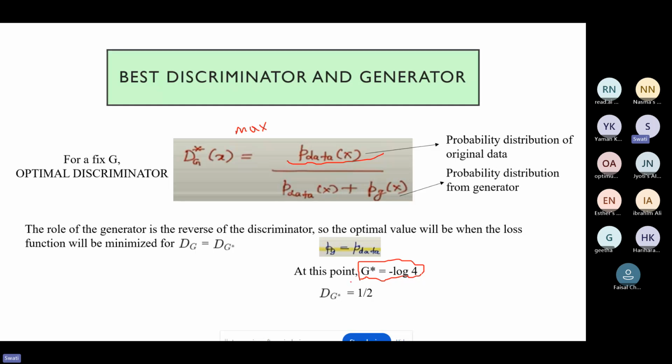But at this point, D star will be equal to, if you put PG equal to P data, 1 by 2, so it is 0.5. So you can see that when the discriminator outputs the value 0.5, we can say it is not able to distinguish between fake and real images anymore because it has the value 0.5.